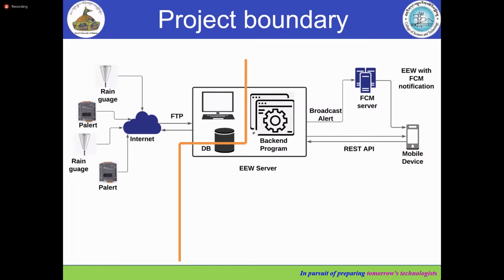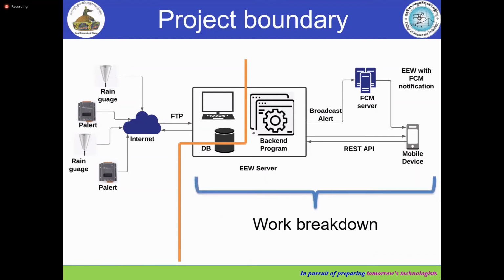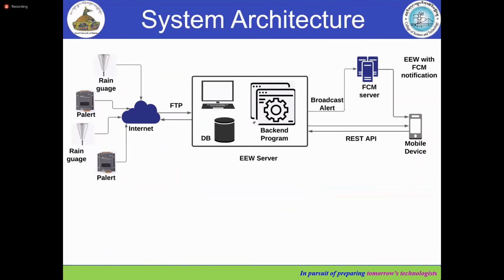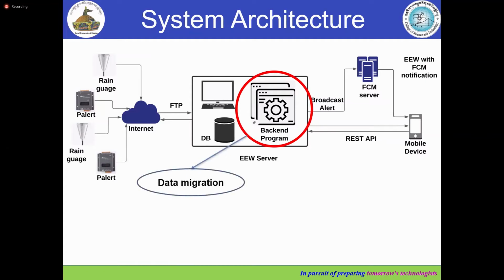So all the components on the right, however, which includes the backend program, FCM configuration for push notification, API, and mobile app, are part of the work breakdown for this project. Now let me discuss the system architecture one by one. First, the backend program. This program has two parts to it. First is the data migration program. The P-wave signals intercepted at the base stations are realized as files in the server.